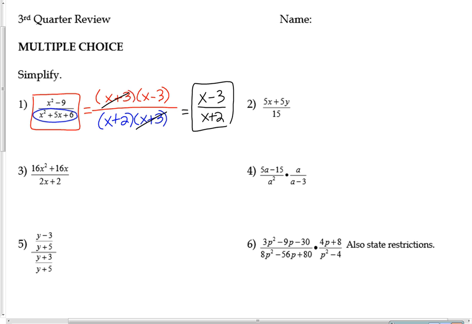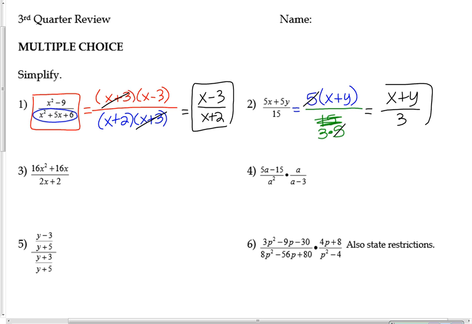Number 2 is another simplified problem. So on the top, I notice I have a GCF of 5, so I can factor that out into 5 times x plus y. On the bottom, I just have a 15. If you'd like, you could rewrite the 15 as 5 times 3. That method may help you to realize that I can reduce a 5 out of both the top and the bottom. So my final answer for this one is x plus y over 3.